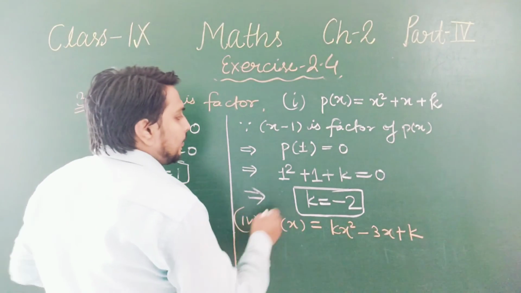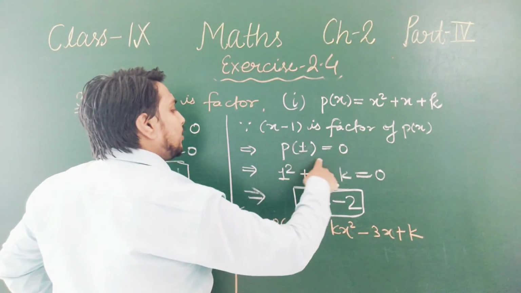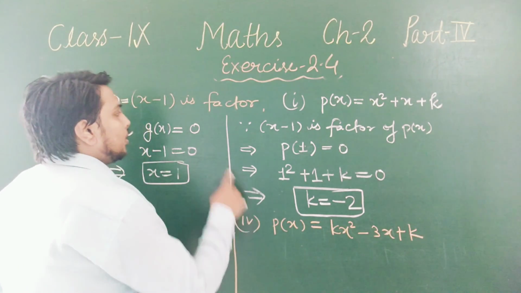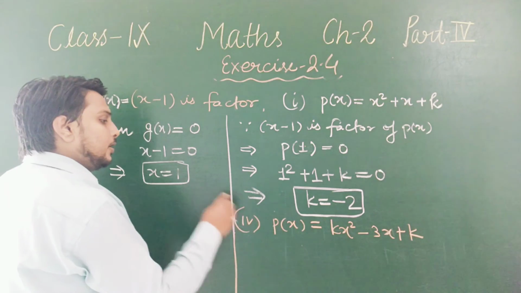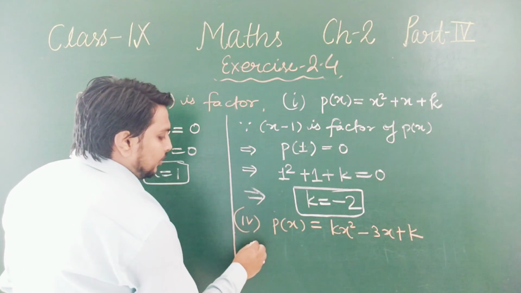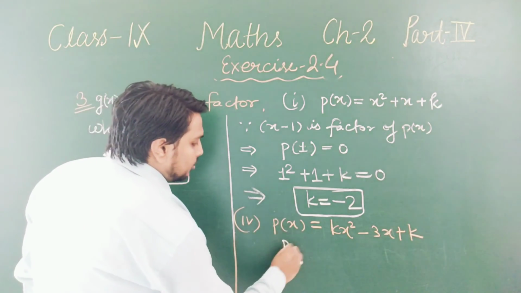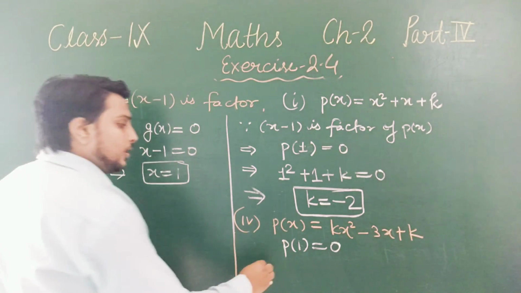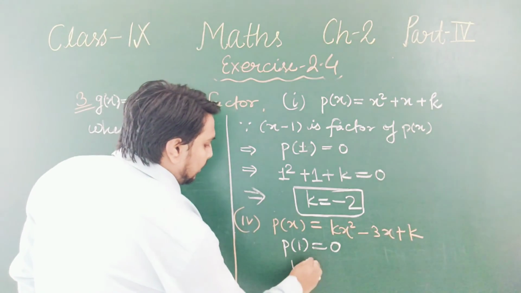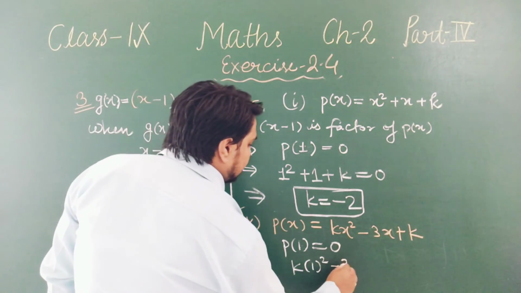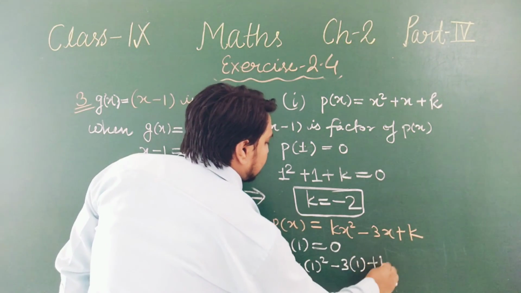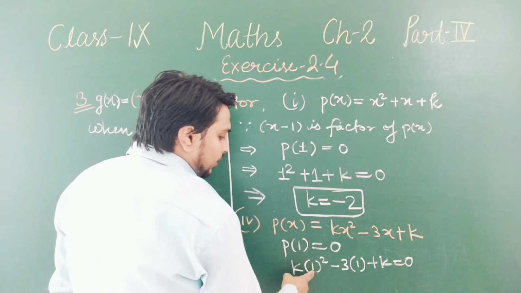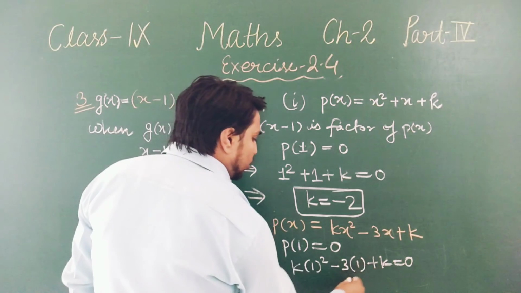So in the same manner, if x minus 1 is a factor of p(x), so p of 1 should be equal to 0. Here again the value of x will be 1. So what you will write here is that p of 1 should be equal to 0. Wherever there is x, you will put 1. So it will be k into 1 square minus 3 into 1 plus k is equal to 0. So what will it be? k into 1, only k, plus k, 2k.